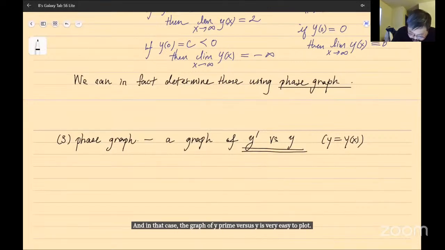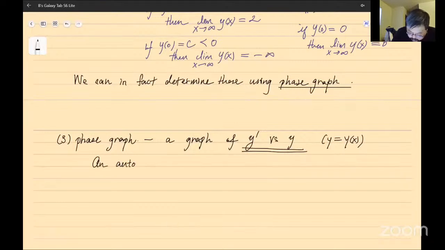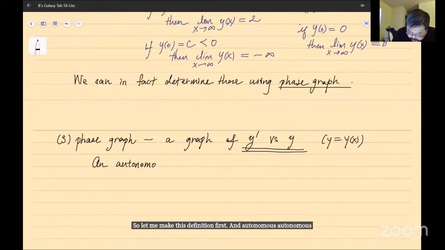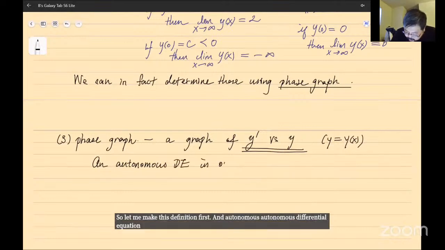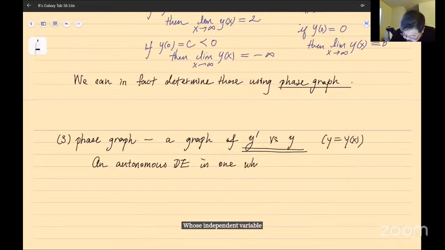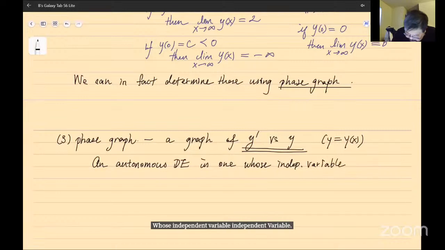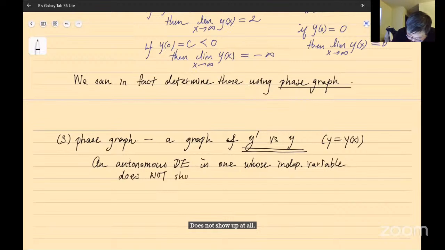So let me make this definition first. An autonomous differential equation is one whose independent variable does not show up at all in the differential equation. Okay?